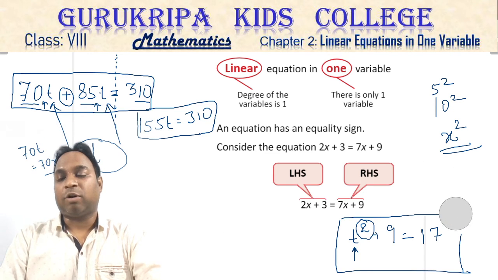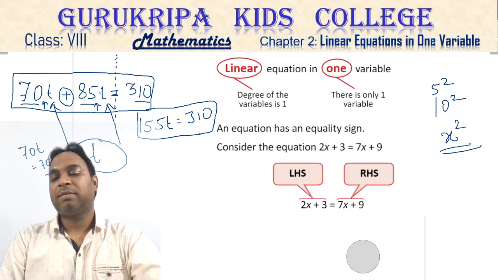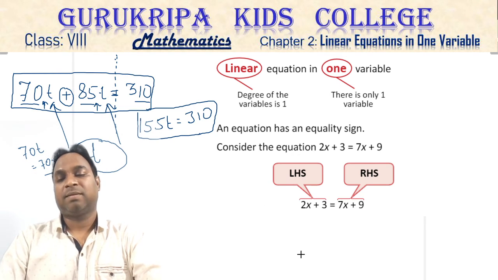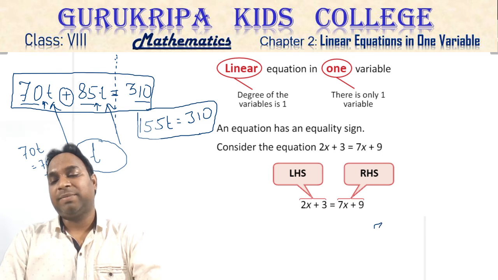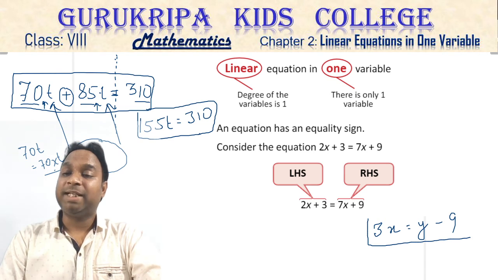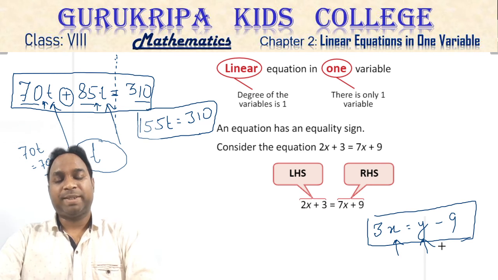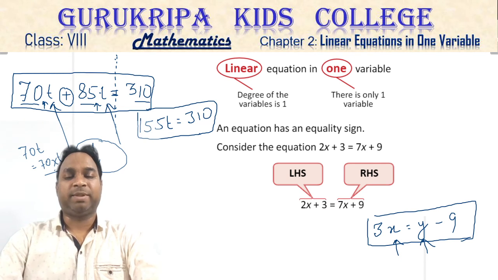The equation can also have more than one variable. Isn't it? The equation may be something like 3x is equal to y minus 9. That's also a valid equation. And how many variables are here? X is a variable, y is a variable. So this equation has two variables.